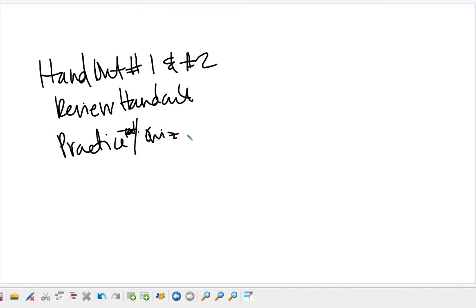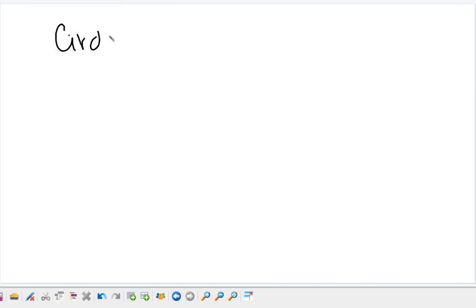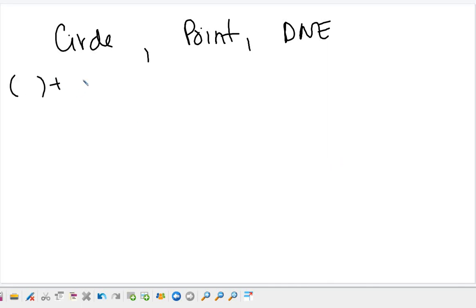Okay, the one concept that you're going to do in handout number 1 that we haven't really talked about is determining whether it's a circle, a point, or, well, some call it does not exist, some say it's not a circle. We're going to call it does not exist, or it doesn't make a circle. So for a circle, when you put it in center radius form, you get a positive number.